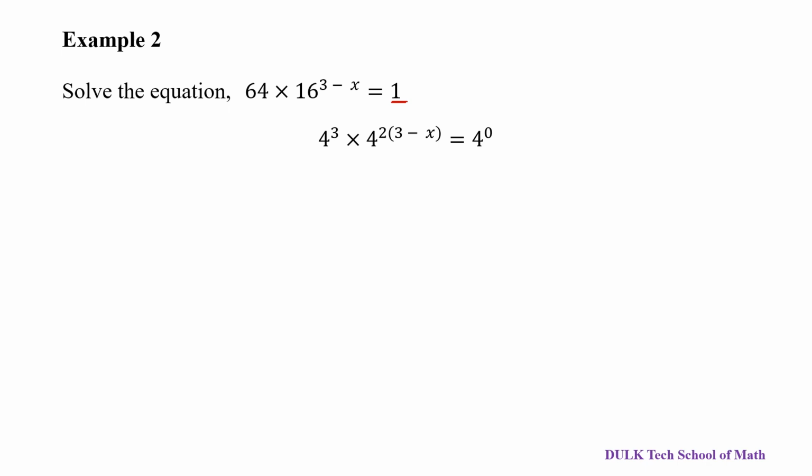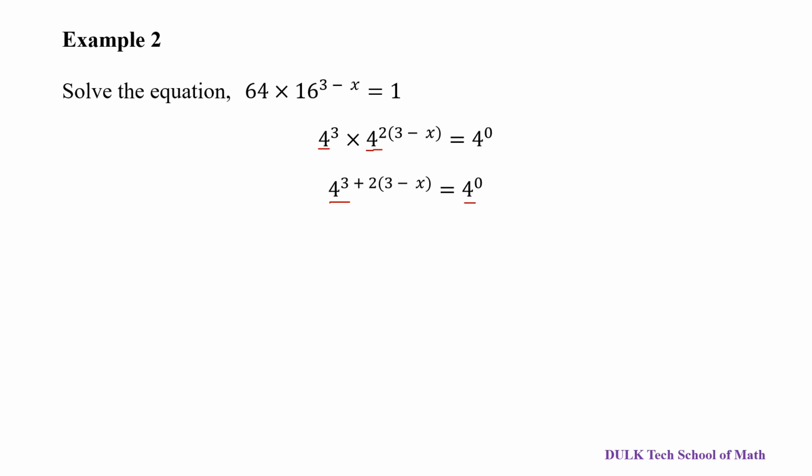add the powers because we are multiplying 4 to the power 3 and 4 to the power 2 factor of 3 minus x. So we can add the powers because these bases are the same. So let's add the powers. This is 4 to the power 3 plus 2 factor of 3 minus x, which is equal to 4. Now that we have a single term on the left hand side and a single term on the right hand side, we are now very sure that the powers are also the same.